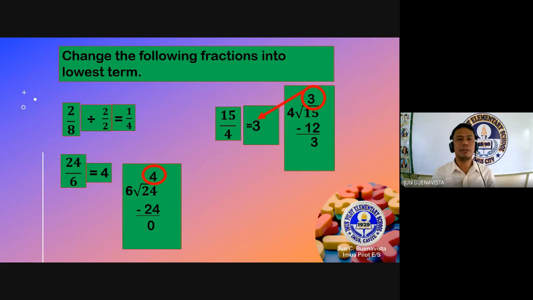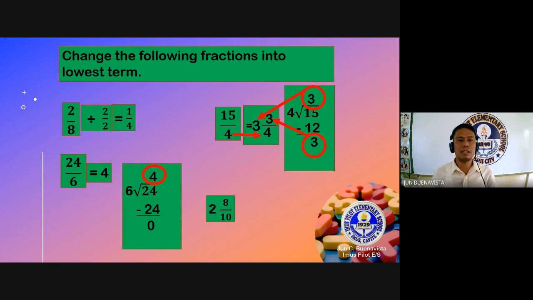So the whole number is our quotient. And the remainder, class, is our numerator, and copy the denominator. So our answer now for the lowest term of 15/4 is 3 and 3/4. Let's have another one. 2 and 8 tenths.